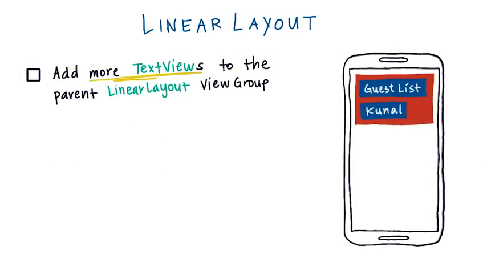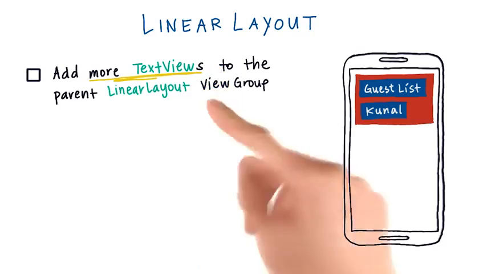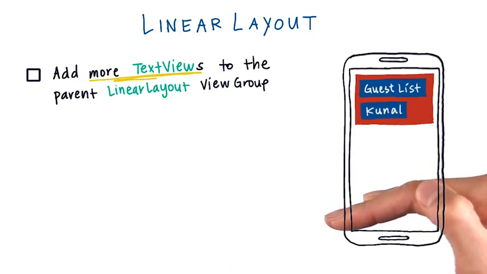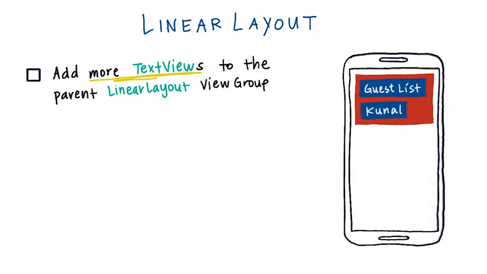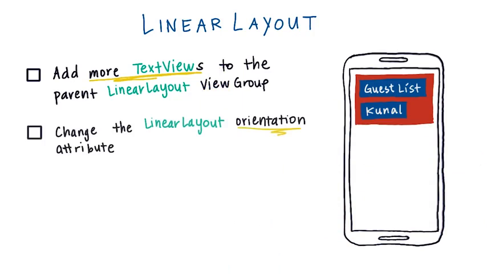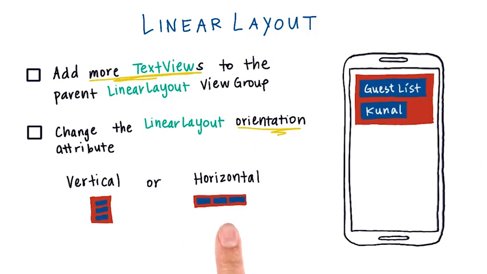We want you to be able to experiment with the linear layout code now. Try to add more text views so there's more items in this column. Who would you put on an exclusive guest list for your party? Also try changing the linear layout orientation attribute. Remember that it can be set to vertical or horizontal.